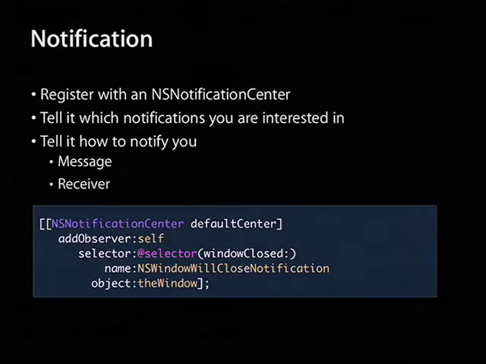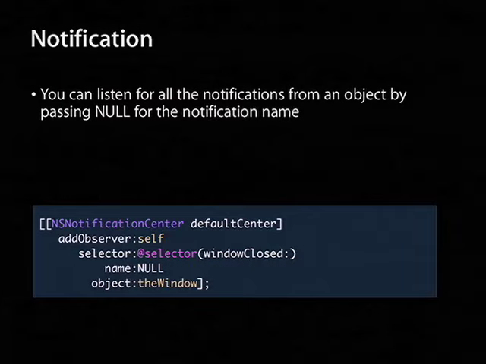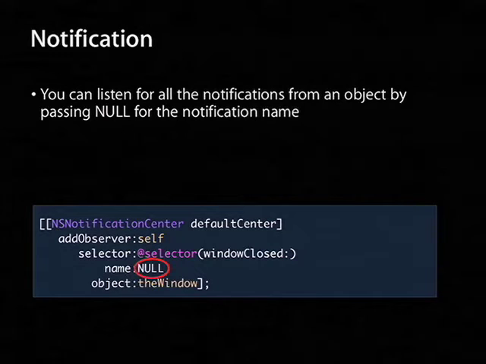So for example, for the window should close, we'll add observer self. This is the object that should receive the notification. We want to have windowClosed called on us. That's the name of the method. The name of the notification is will close, and the name of the object itself is the window we want to be notified for. But if you say null as the name, this is very useful because it will let you listen for all notifications for the window. So the window will close and window will resize, window will become key. Everything the window tells you it's going to do, you will receive.